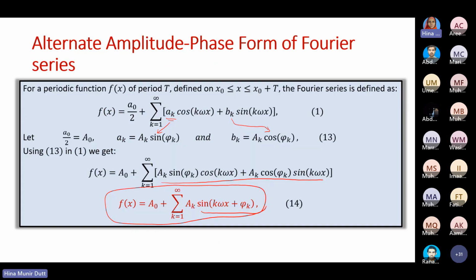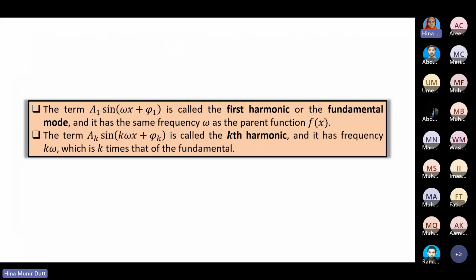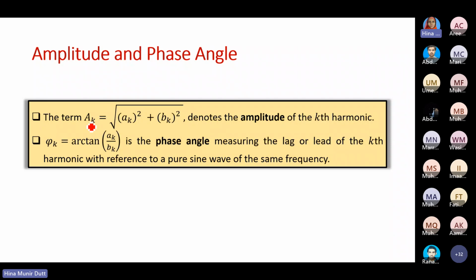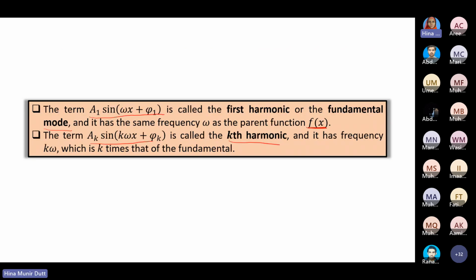And for the alternate amplitude phase form of the Fourier series, or alternate compact form of the Fourier series, we have this sine form. So this term is called the first harmonic or fundamental mode, and it has the same frequency as the parent function. And this term is called the kth harmonic, and it is k times the fundamental frequency. Again, the amplitude expression is the same, while the phase angle now changes into this one, which is with reference to the pure sine wave of the same frequency. For the sine case, you have this formula for the phase angle.